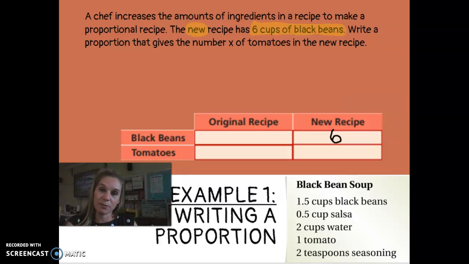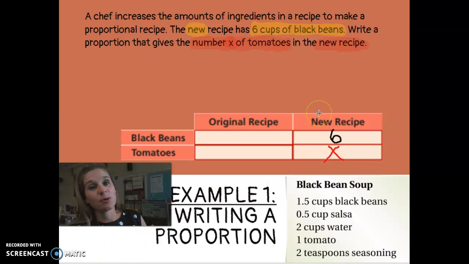Next, I see it says write a proportion that gives the number X of tomatoes in the new recipe. So when we look at this, it's telling us that X is going to be a number. So it's a variable that's holding the place of a number, and it's representing the number of tomatoes in the new recipe. So I'm going to insert that X down here.